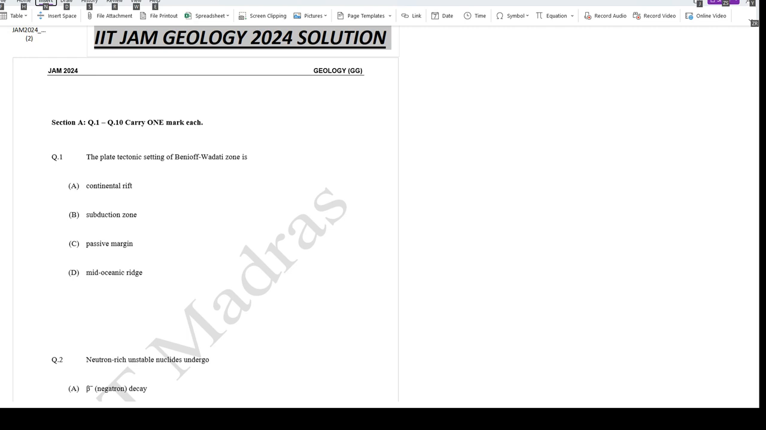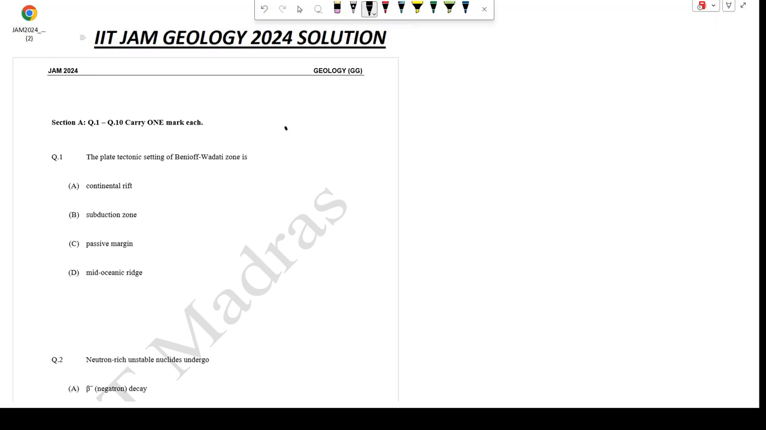Hello dear students, today we are solving the IIT JAM Geology 2024 paper and we'll start with question number 1. The plate tectonic setting of Benioff Seismic Zone is what?